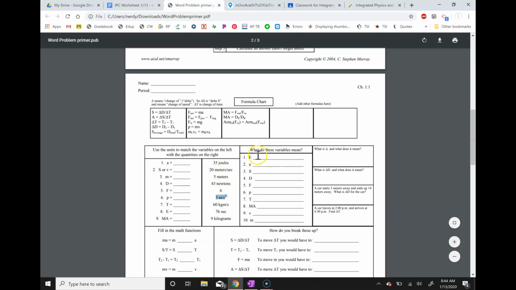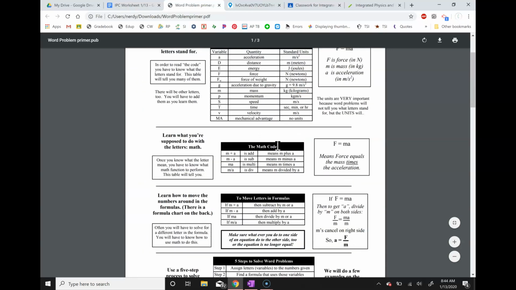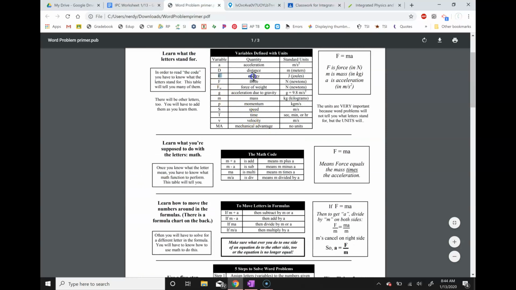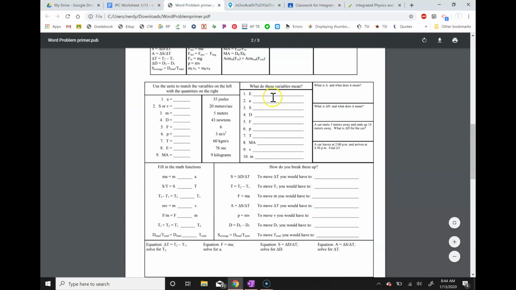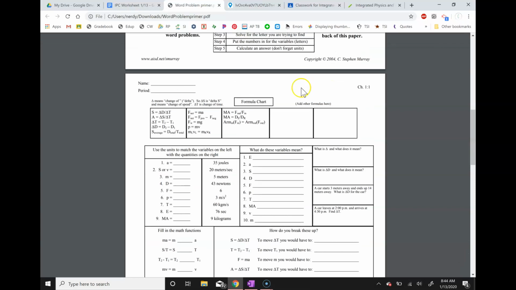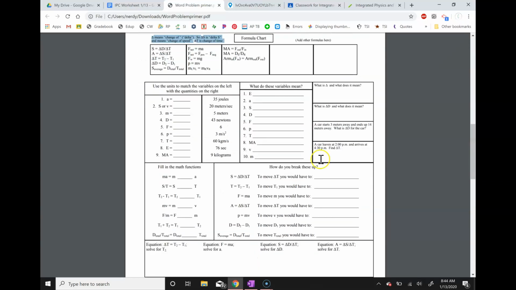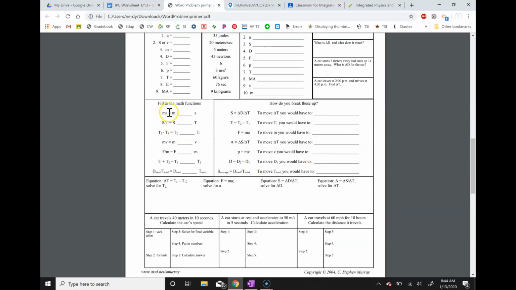Okay. For number 2, you're just using that chart again. What does E stand for? Well, you move up to the chart, you find E. E equals energy, and we measure that in joules. Okay? What is delta and what does it mean? Well, that's all listed right up here. So I'm not going to answer that one for you.